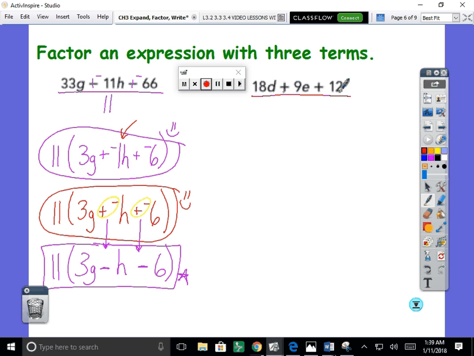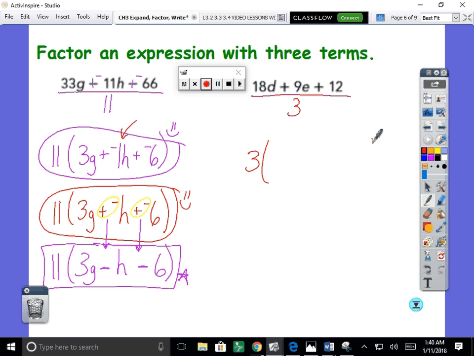2 will work for only 2 of the numbers. Ooh, 3 would work for all of them. Is there anything bigger than 3? Not that I see. 9 goes into 18, but it sure doesn't go into 12. 6 goes into 12 and 18, but not into 9 nicely. We're going to try 3. Let's see if the GCF here is actually 3.